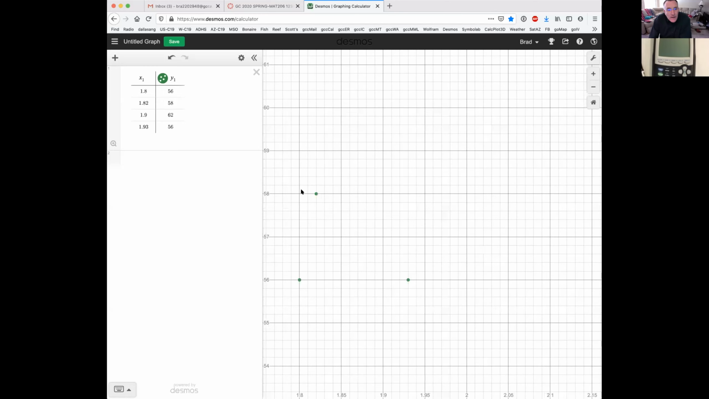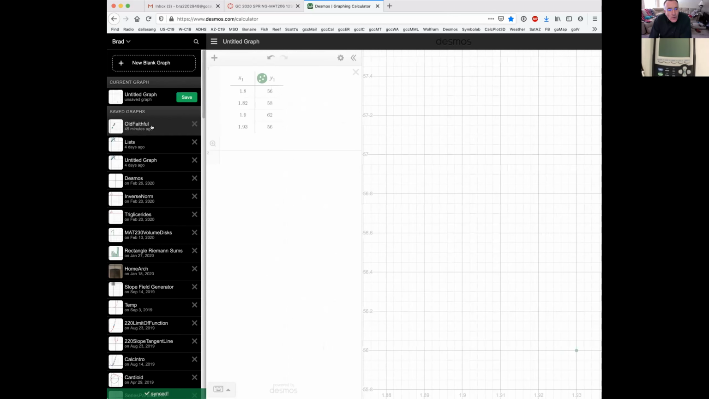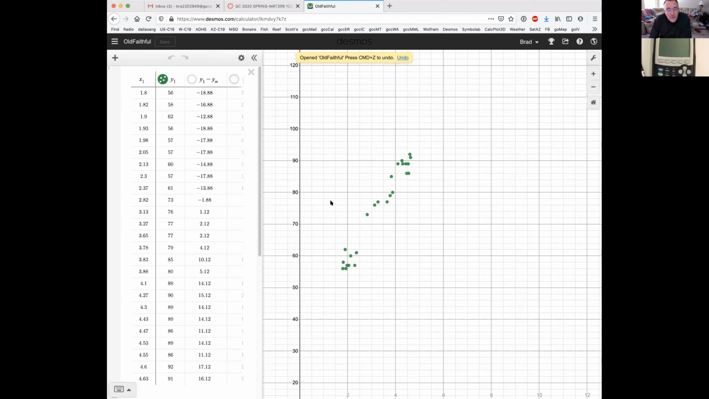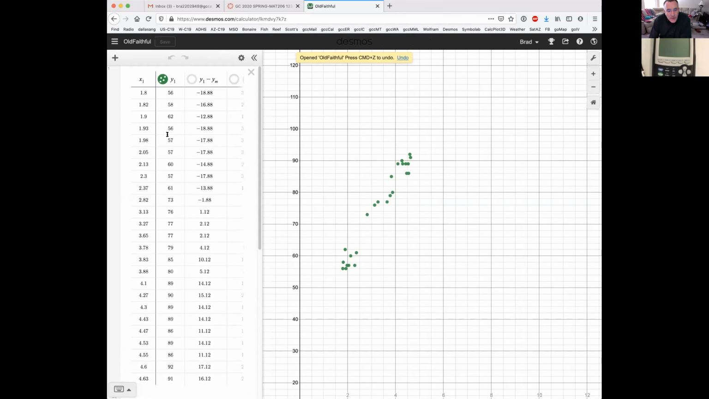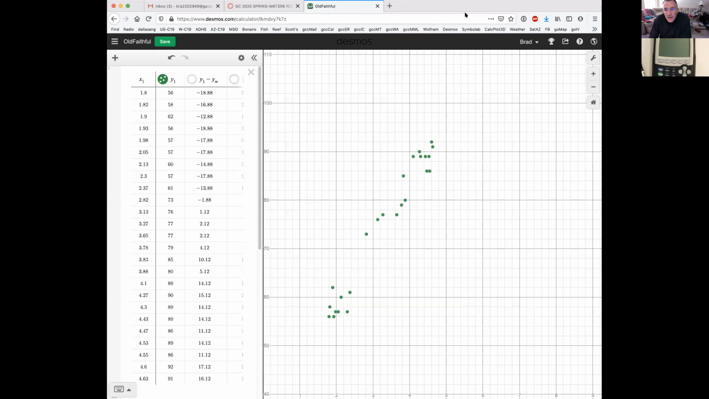So let me go ahead and grab the bigger list. I'm going to open Old Faithful. So I already typed it all in. So here's my big list. There's all of the values. I typed them all in for you. And I already did a little zoom. So here is my scatter plot using Desmos now for the Old Faithful data.